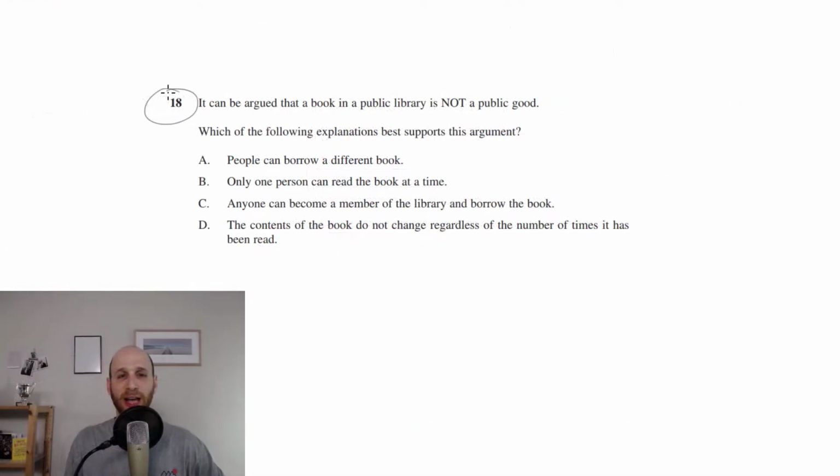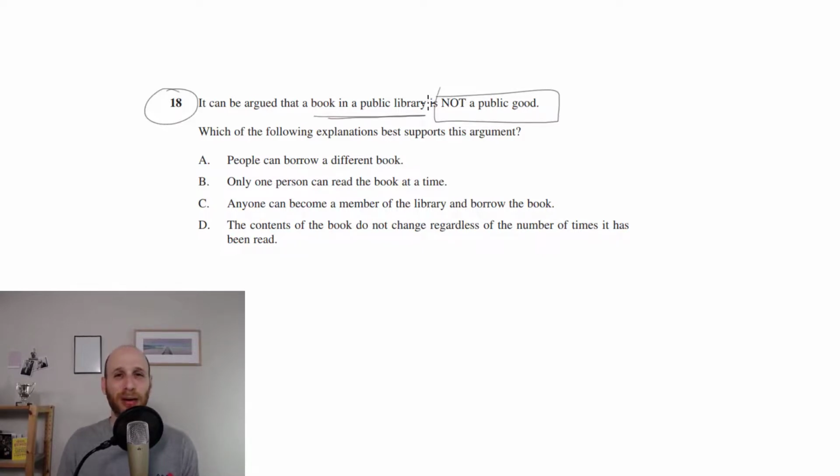Here we are at question 18. And question 18 needs a little bit of context. In the 2016 HSC, there was a question that confused a lot of people that had this similar issue. So in 2017, they asked another question along the same lines to try and show the logic, I think, that they were getting at in the question in the previous year. So what we can say here is that it can be argued that a book in a public library is not a public good.